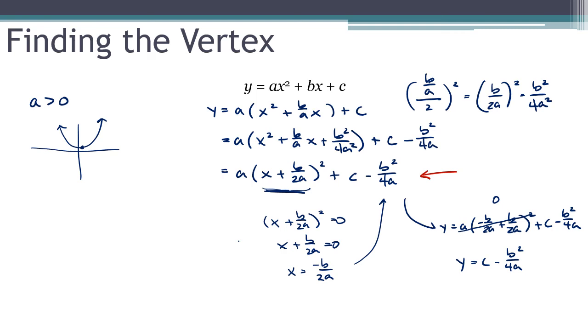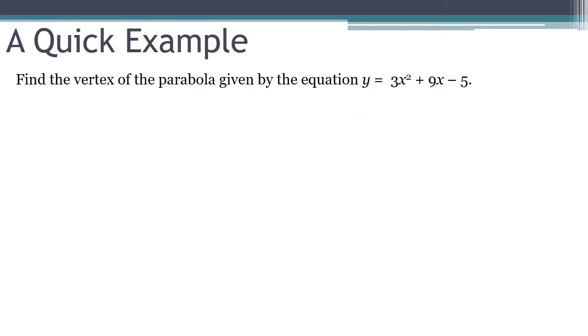So let's look at applying this formula. It's really pretty straightforward, but just so you can see, let's take a look at a quick example. Let's say I want to find the vertex of the parabola that's given by that equation. All right, well, I'm going to find the x coordinate using my formula. X equals negative b over 2a. B is 9, so this is negative 9 over 2 times 3. And that gives me negative 3 halves.